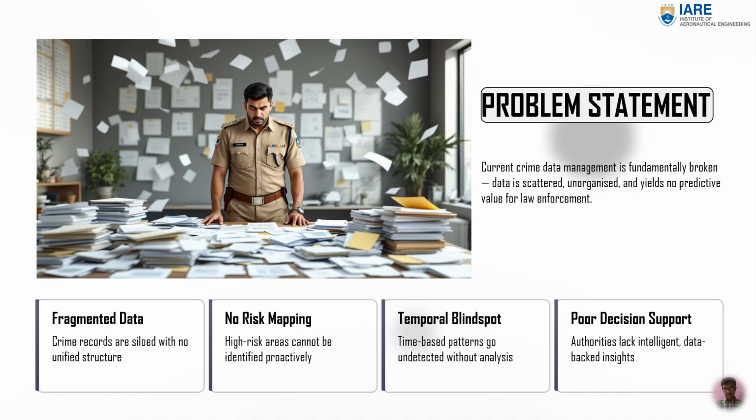Now let's go through the problem statement. Current crime data management is fundamentally broken. Data is scattered or unorganized and yields no predictive value for law enforcement. Here we have four key problems. One is fragmented data: the crime records are siloed with no unified structure. The next is no risk mapping: high-risk areas cannot be identified proactively. Temporal blind spot: time-based patterns go undetected without analysis. Poor decision support: authorities lack intelligent, data-backed insights. Hence, this is the problem statement.